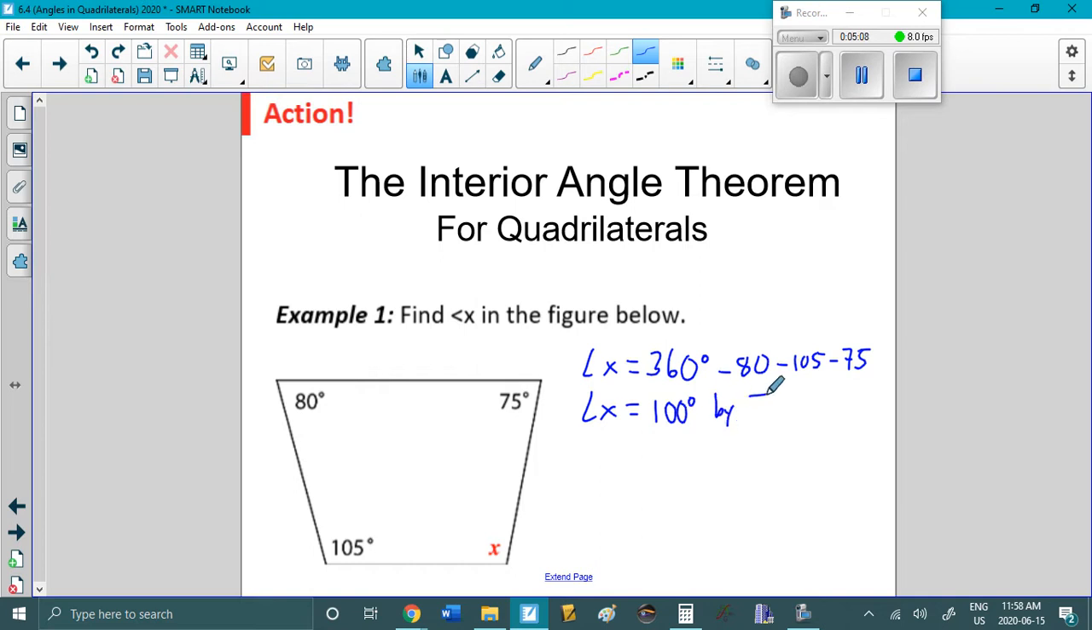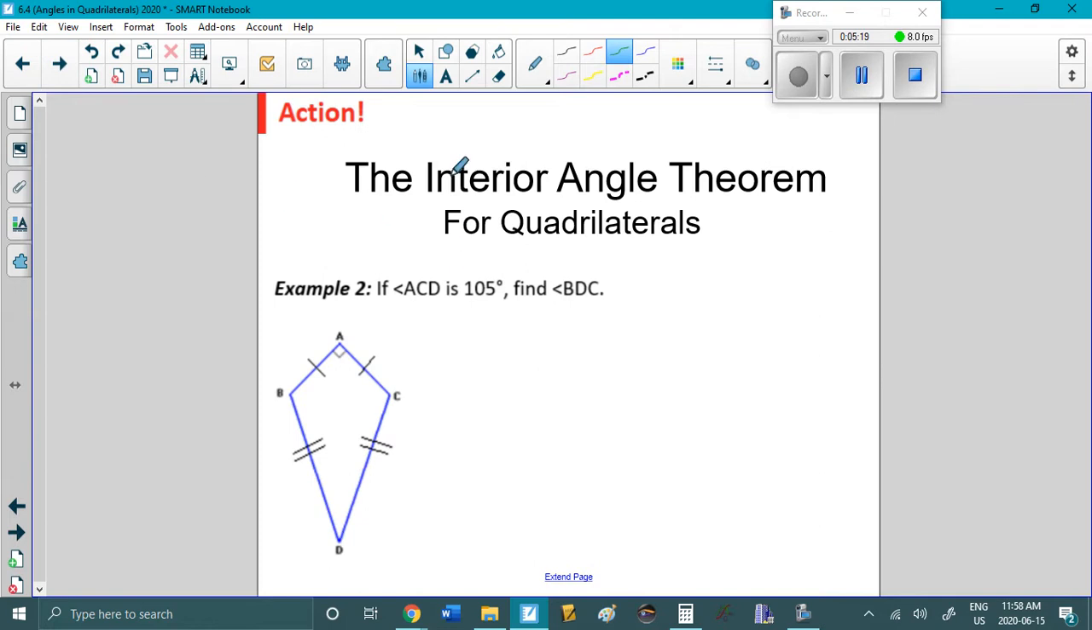by IAT. Just like yesterday, you get a mark for the calculation, a mark for the answer, a mark for IAT. It's a 3-mark question. Number 2, if angle ACD, so check this out, ACD, which means we go from here to here to here. So this is 105. Find angle BDC. So we're going to call that X, because we're looking for X.